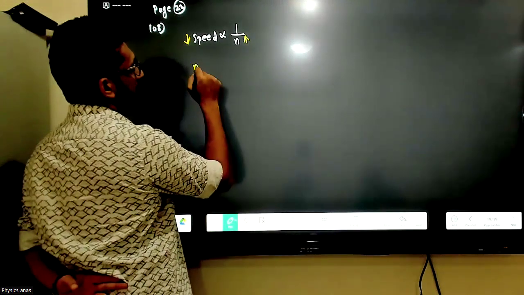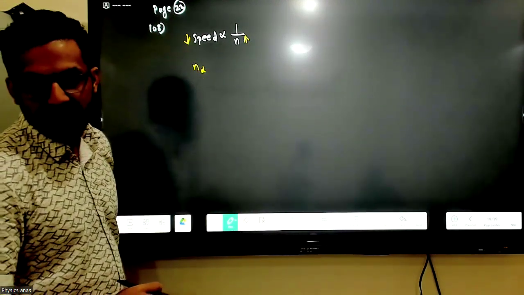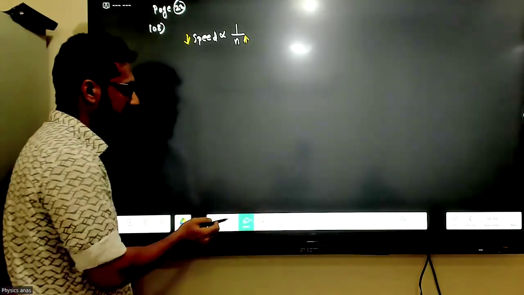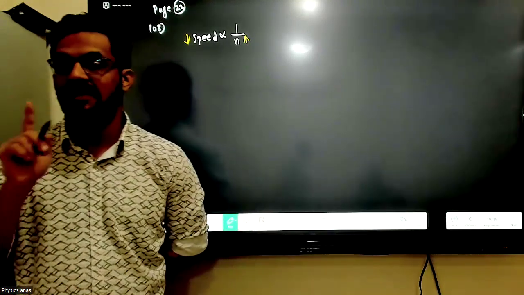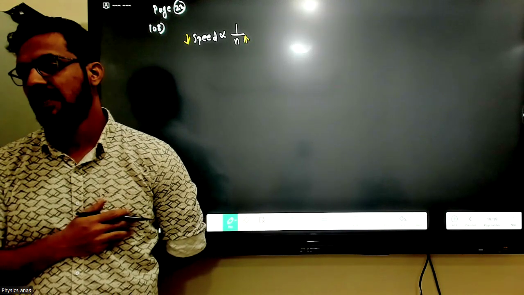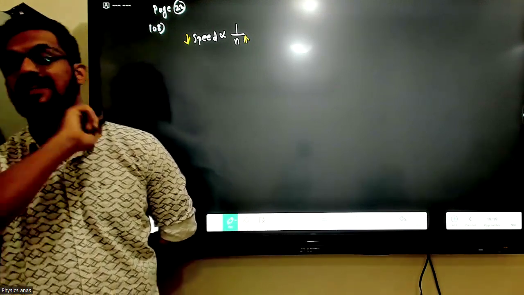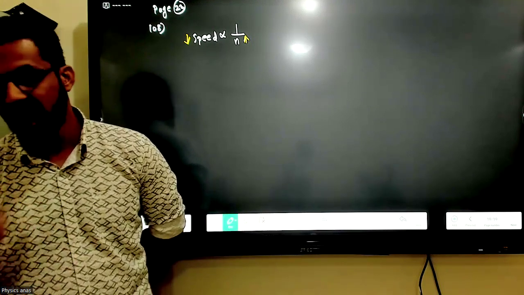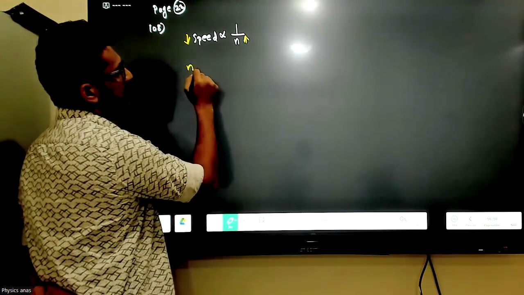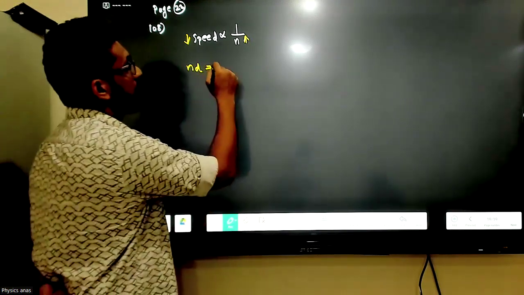Refractive index of diamond, I am taking it as ND. Refractive index of diamond with respect to vacuum is what? That's C by V, when it is the absolute refractive index. That's not N21, that's not N12, right? That's the absolute refractive index of diamond. So I am taking it as ND.